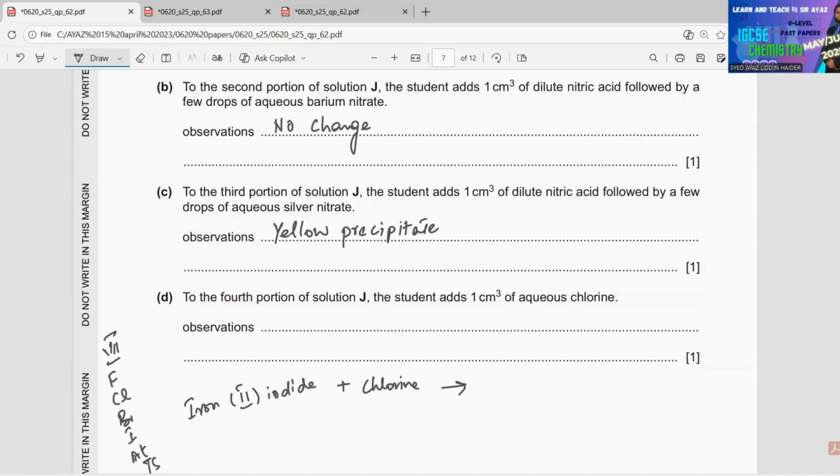And what is the reactivity trend? These are the halogens. Halogens above are more reactive. That's why they can displace the halogens below them from their compound. So chlorine is above iodine. So chlorine will displace iodine. And the product will be iron 2 chloride and iodine. You see, iodine is displaced. So the color of the solution will become brown due to the formation of this iodine. So we'll write solution turns brown.